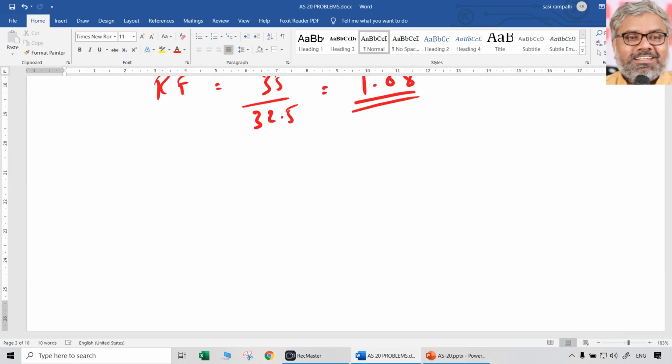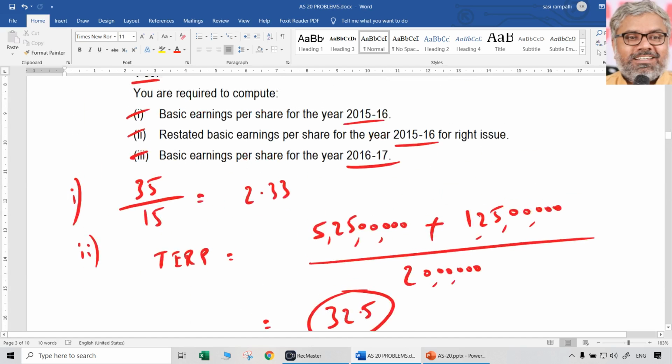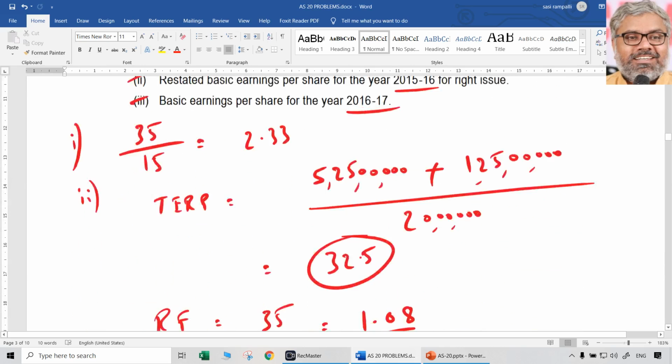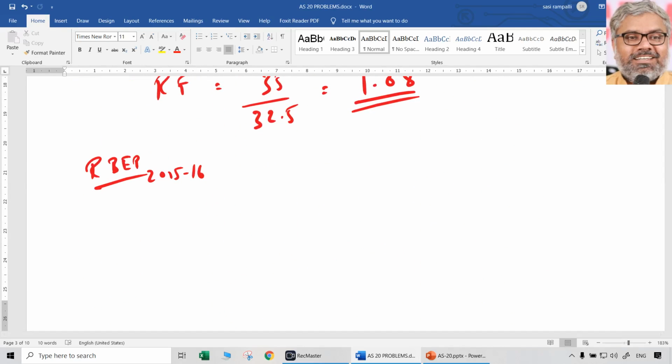So let us do the second question. What is the restated basic EPS for 2015-16? Restated basic EPS for the year 2015-16. That was the second question. So of course, the numerator is the same, 35 lakhs. Profit is not going to change.